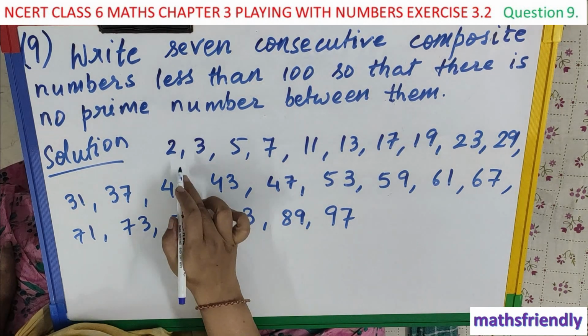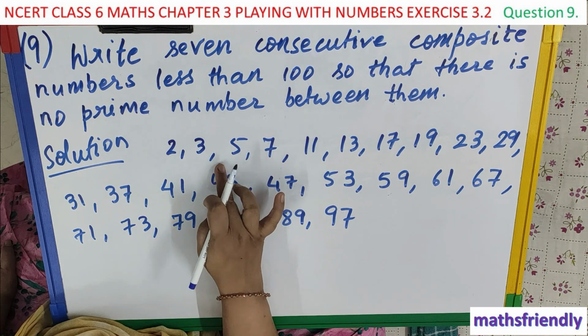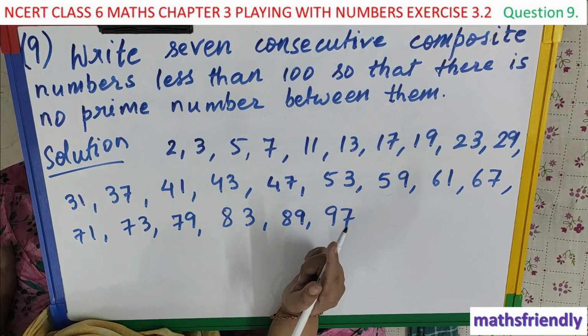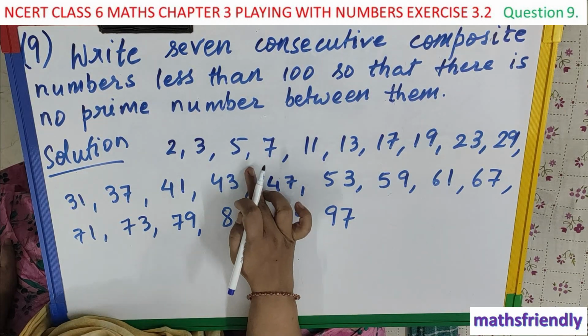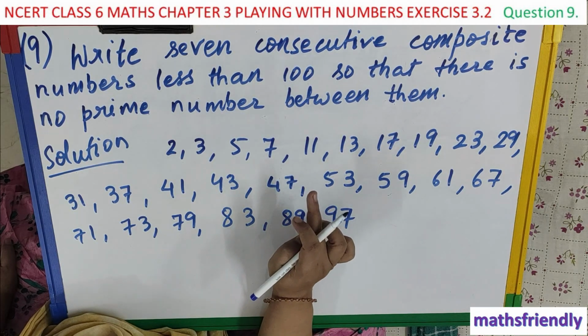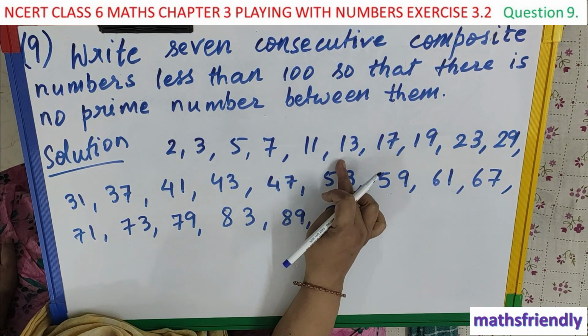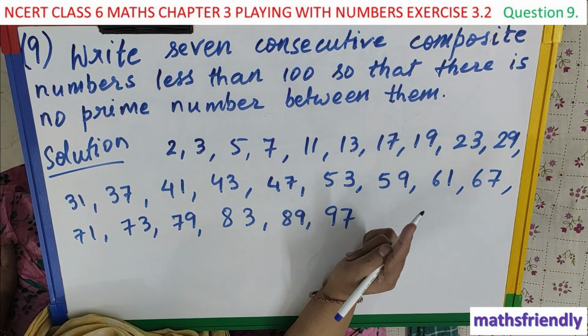So we have to find the composite numbers between these two numbers. Between these two there is the composite number 4, but that is only one number, right? Between these two numbers there is 6, that is a composite number. Between these two numbers there are 8, 9, 10, which are 3 composite numbers. Between these two numbers we have only one composite number.